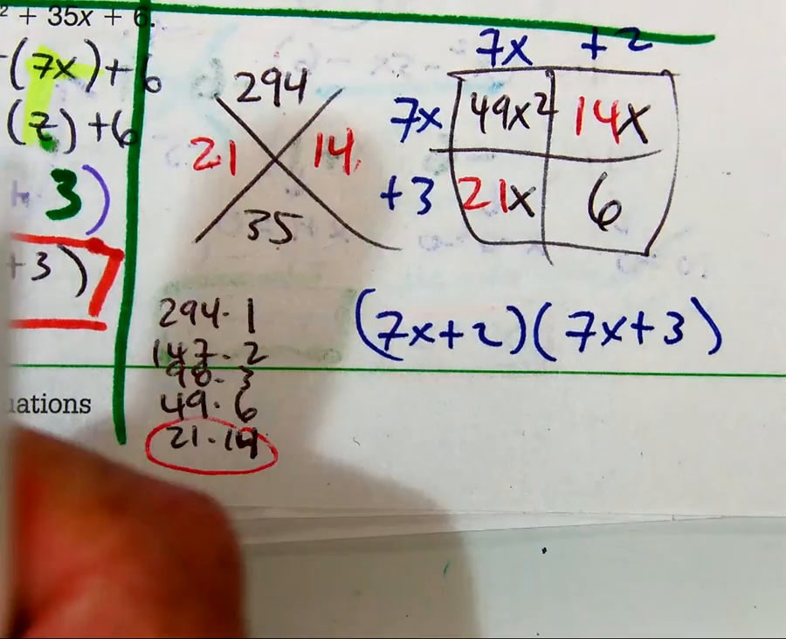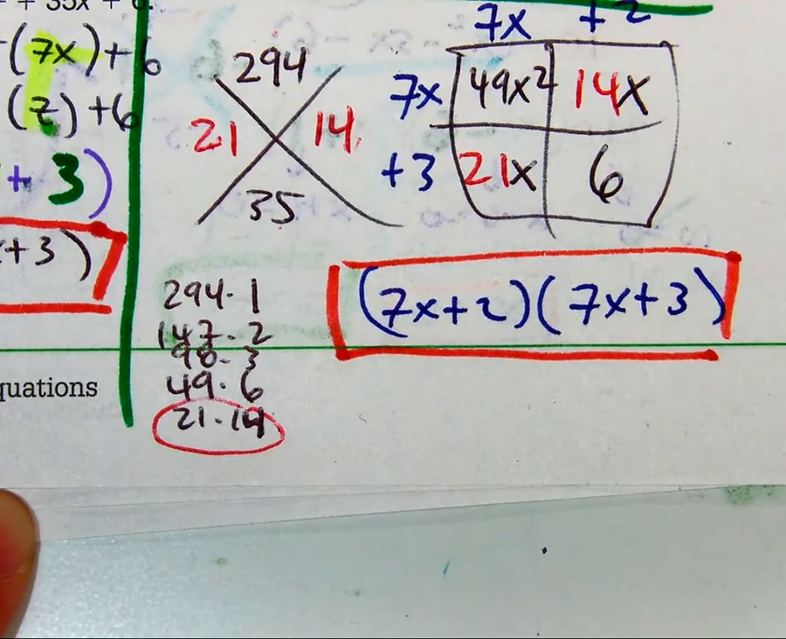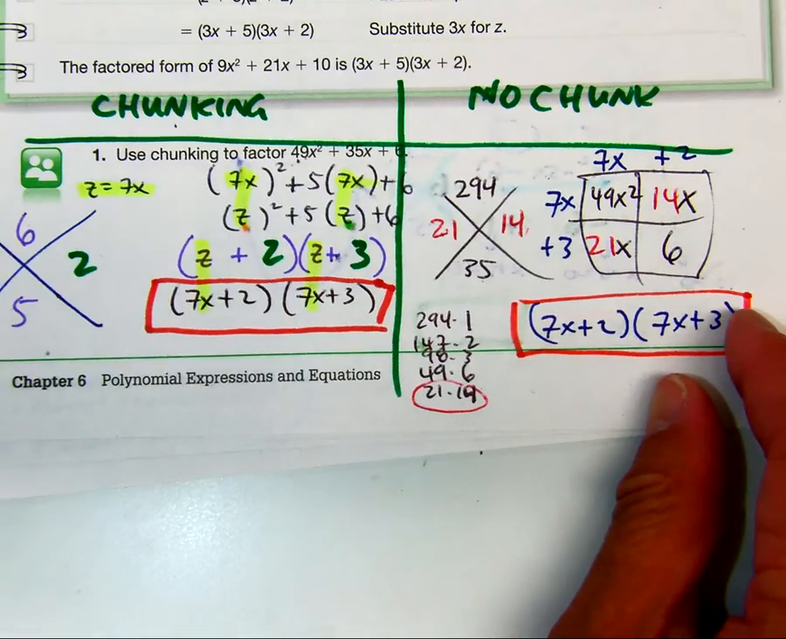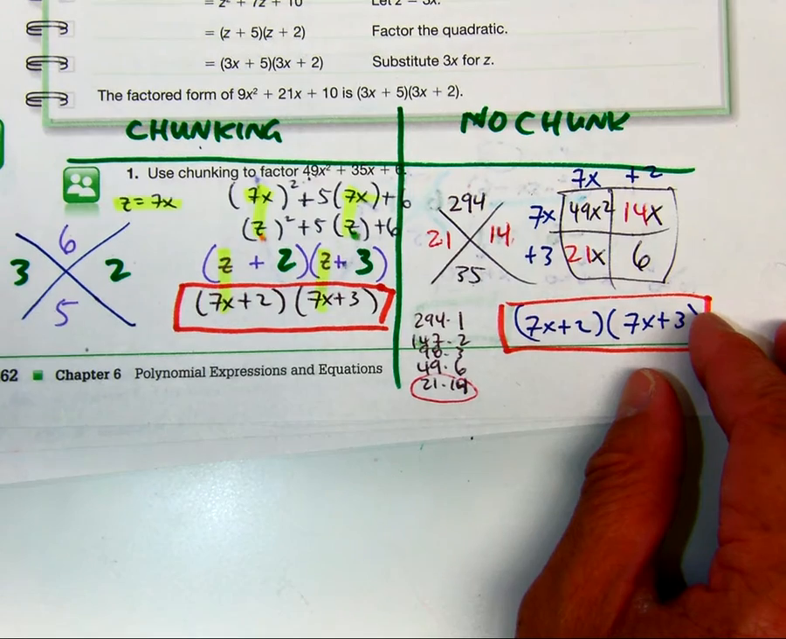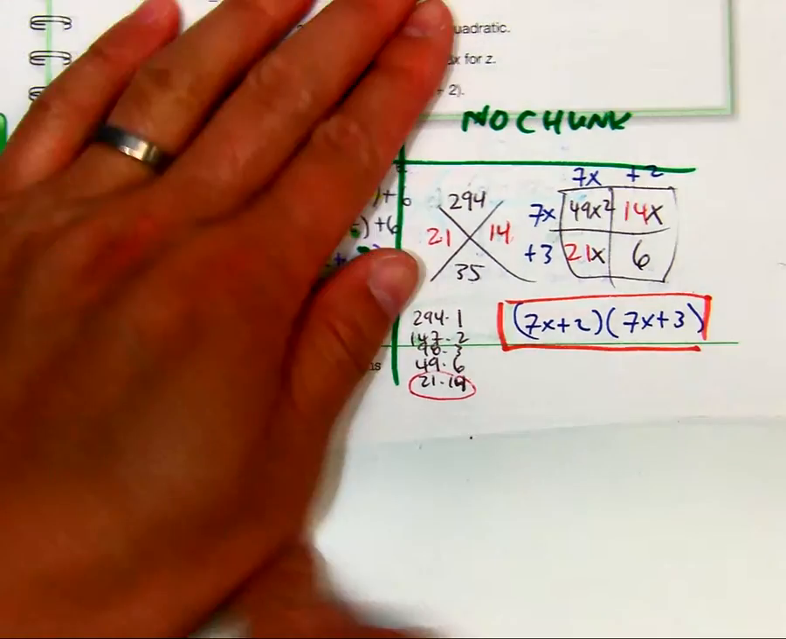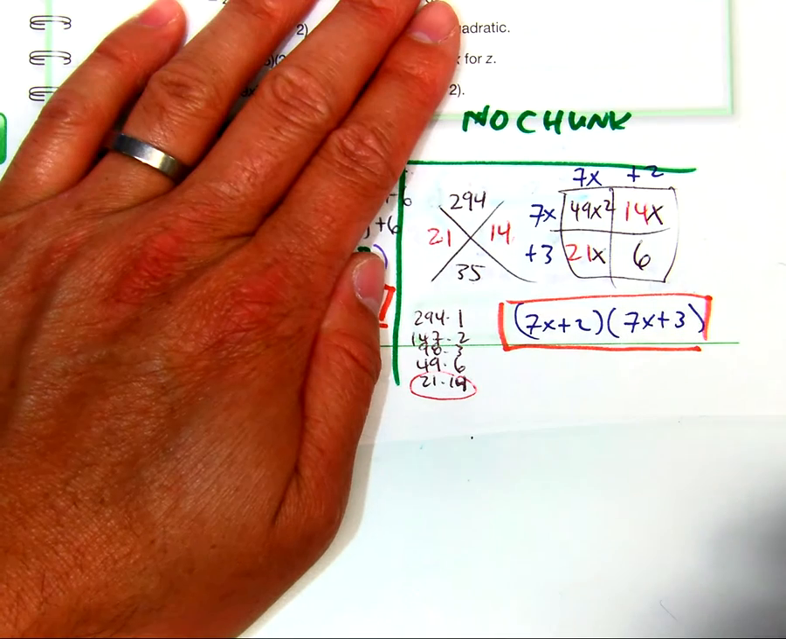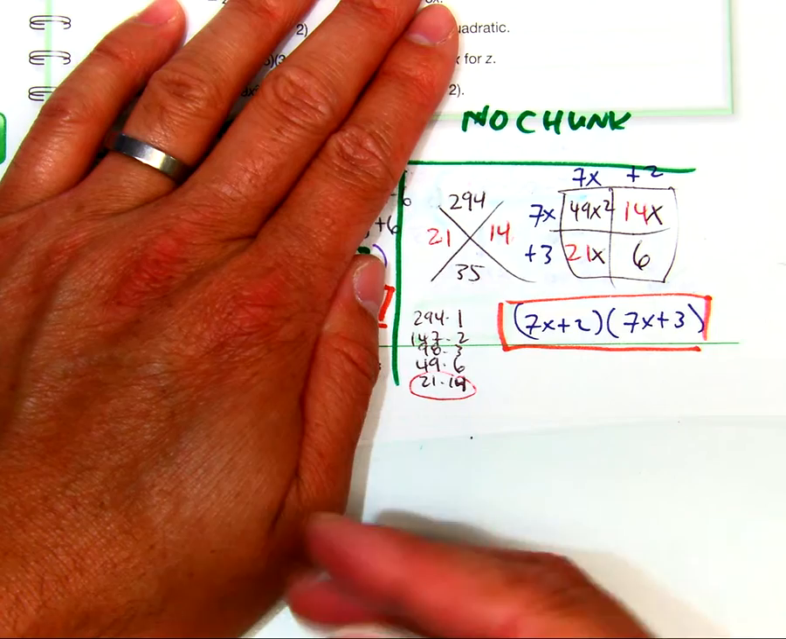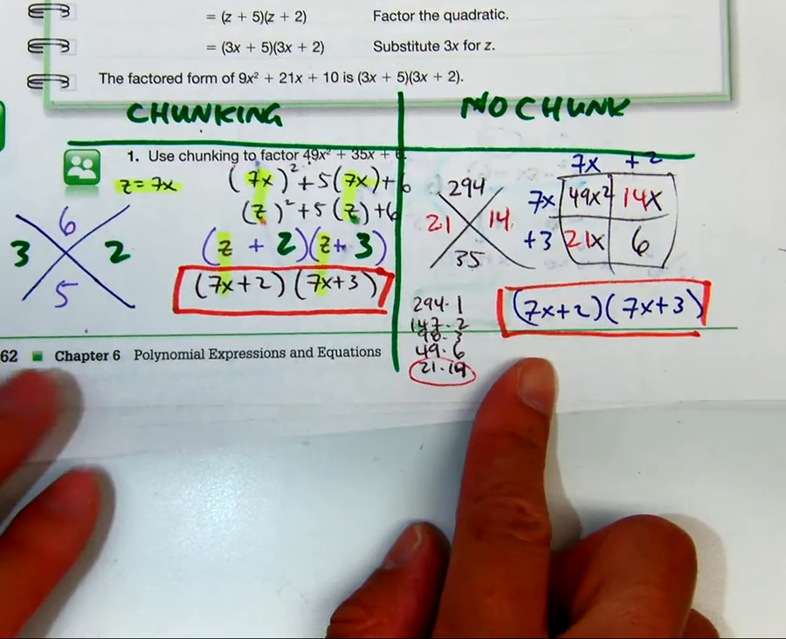And does that come out to be the same answer as the chunking method? I will not ask you on a quiz or test, I will not say, show me the chunking method. Why? Because if you don't get it, you can still do it this method. But let's talk about this. Were those numbers easy to work with? No, they were not. It's still doable, but not easy. That's why they invented the chunking method, it's a substitution.